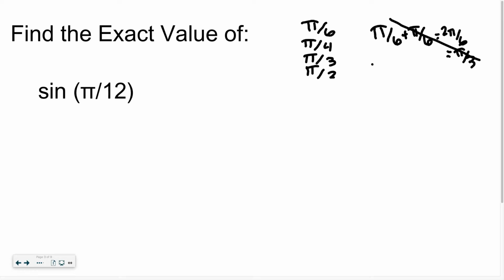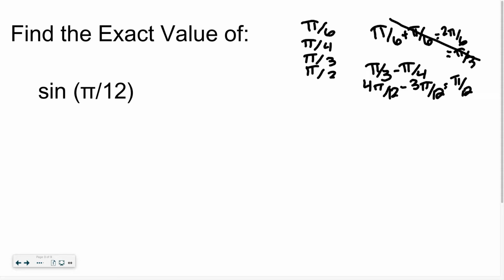Pi thirds minus pi fourths. So that would be 4 pi 12ths minus 3 pi 12ths. That is pi 12ths. So you have to think about common denominators, right? You might change everything to have a denominator of 12s. Sure. Did anybody have a different one besides pi thirds minus pi fourths?